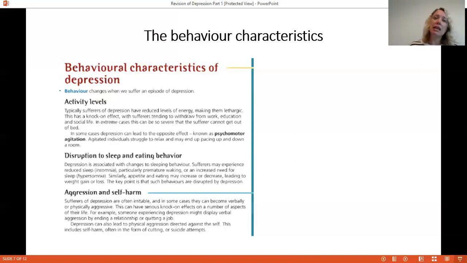And then finally, the behaviour of aggression, and sometimes leading to self-harm. So sometimes, because of the way you're feeling, and we'll come on to the emotional characteristics in a minute, you can behave in a way that is aggressive, and sometimes that aggression is sort of turned onto the sufferer themselves, and then it becomes self-harm.